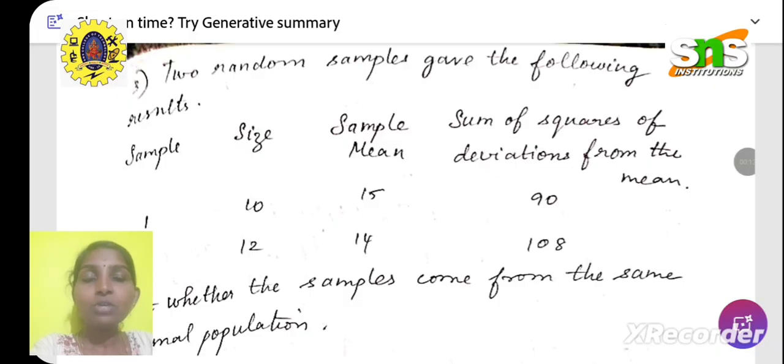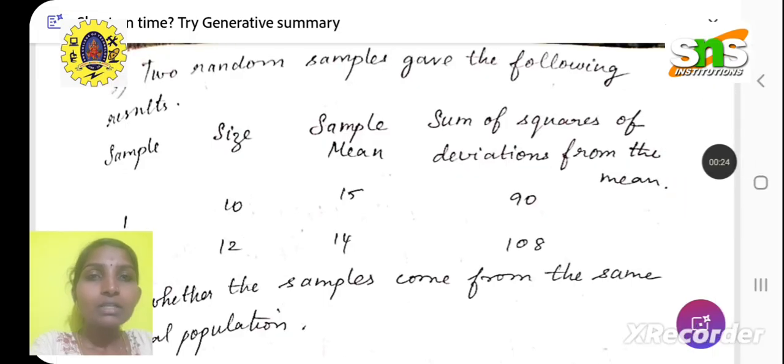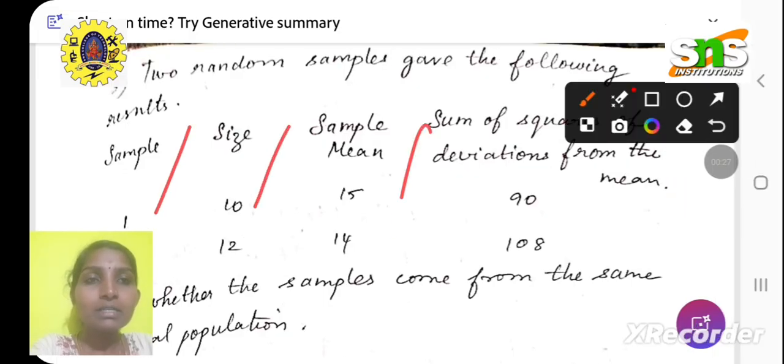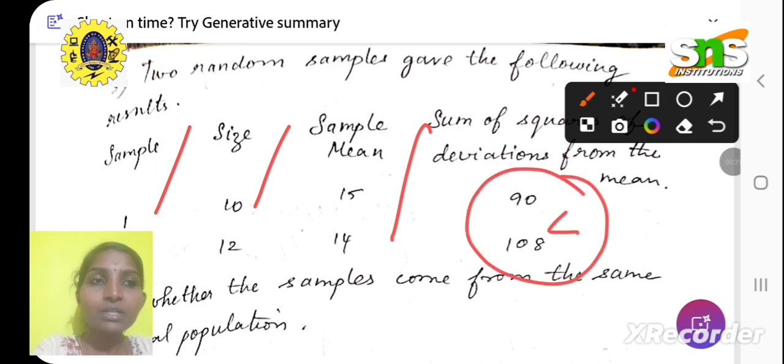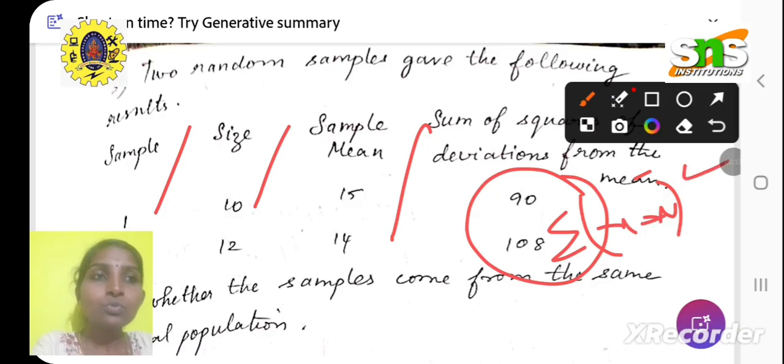In the previous video, we have seen a problem related to the F-test and now we have one more problem on the F-test. The problem goes like this: two random samples have the following results. We are given the sample numbers, sample size, sample mean and sum of the squares of the deviations from the mean. As explained in the previous video, we are given this summation of the squares of the deviations from the mean. So this is what we are given.